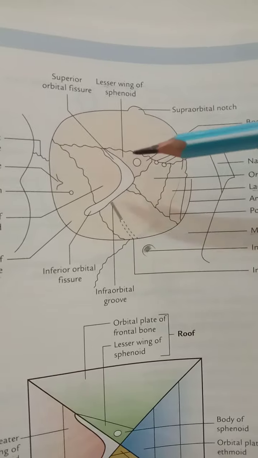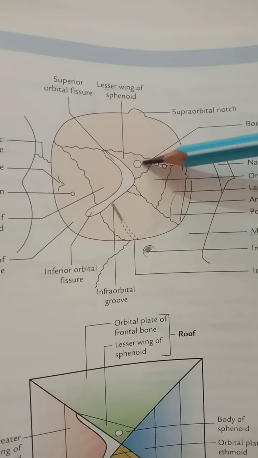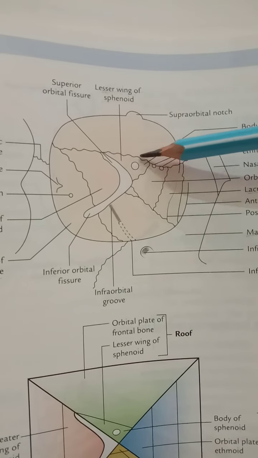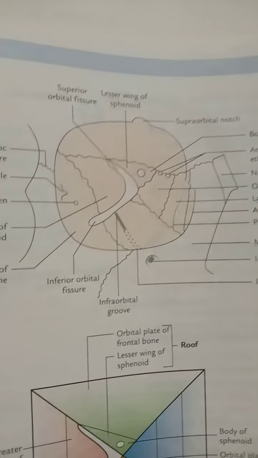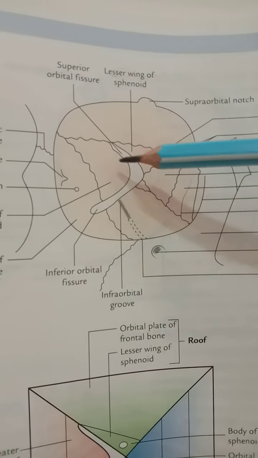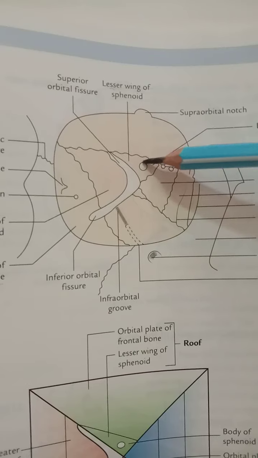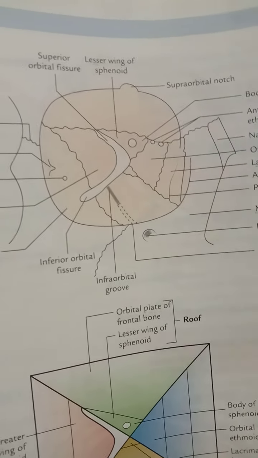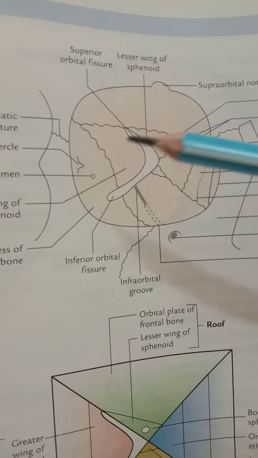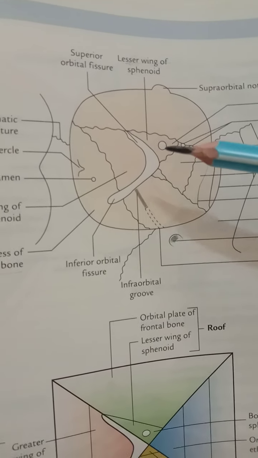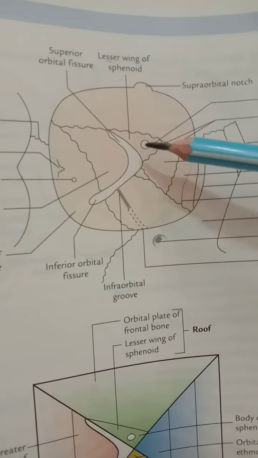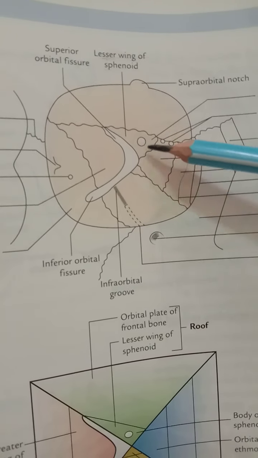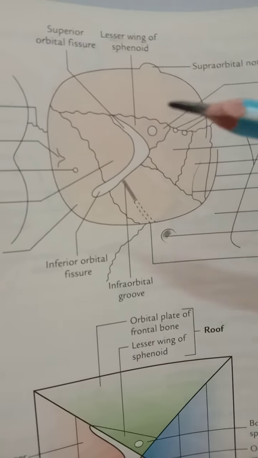Then the optic canal, this one, at the extreme posterior part of the roof of the orbit. So this foramen is present at the apex of the orbit. Through it, the optic nerve, the central artery, the ophthalmic artery, and other structures enter into the eyeball.